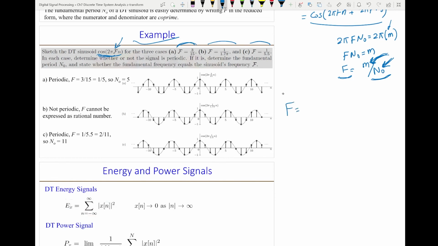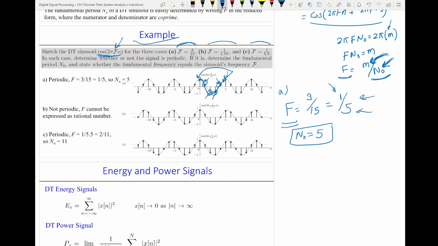Well, F for part A is 3 over 15. So I can simplify it further by dividing by 3, so that will be 1 over 5. Now, this is co-prime, an integer divided by an integer, where M is 1 and the number of samples is 5. So this is 1 cycle per 5 samples. So this is a periodic signal and the fundamental period is 5, because there are 5 samples per cycle: 1, 2, 3, 4, 5. And this one repeats itself as this one.